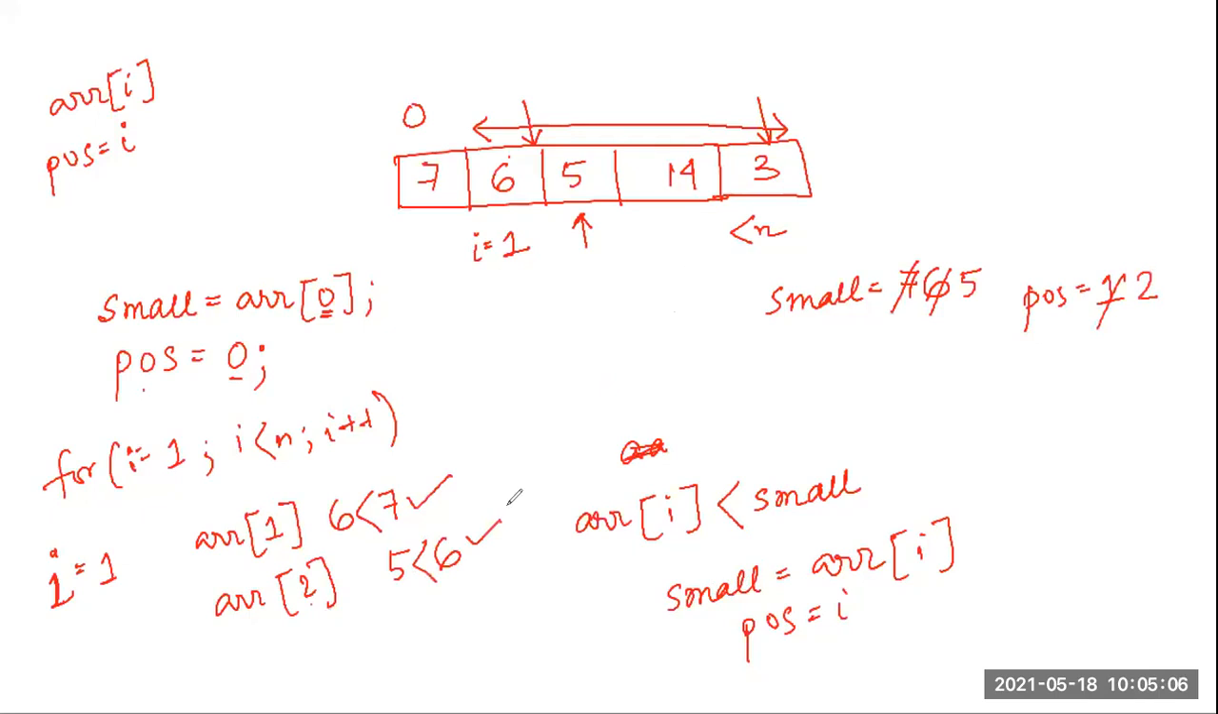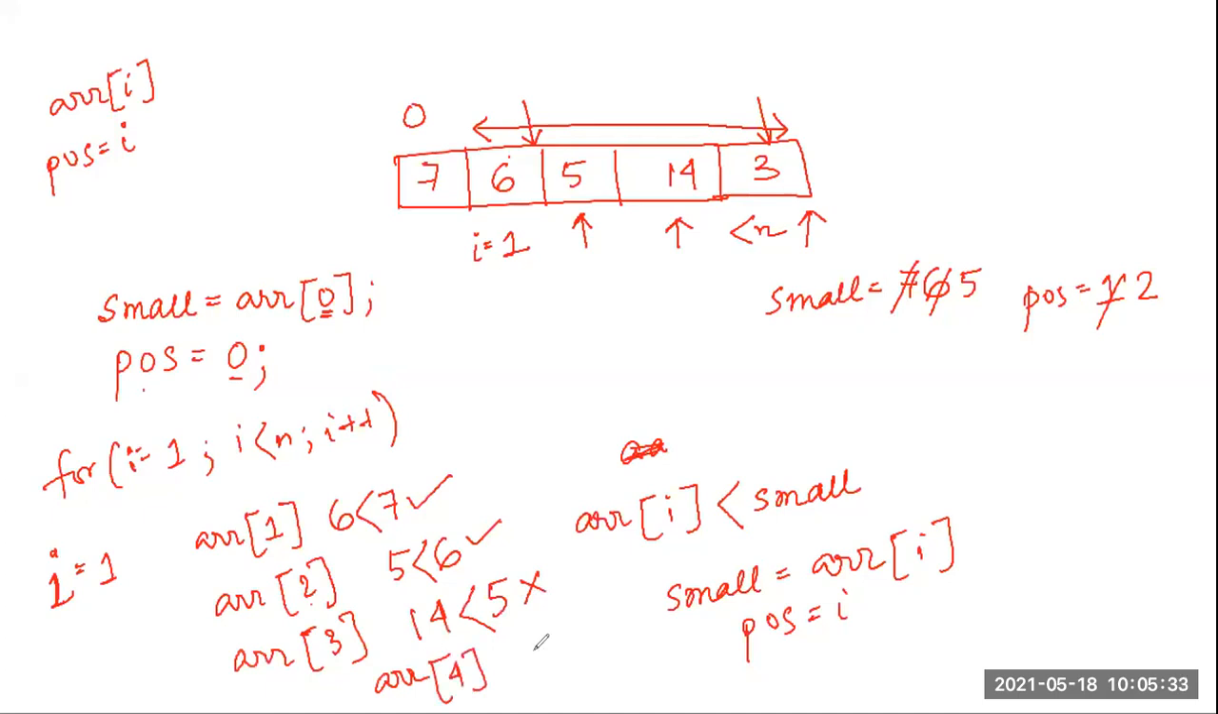Again i plus plus. Next, i will point over here. It will check arr[3], that is 14. Is 14 less than 5? No, not true. So it will just increment, and here it will come. I will just lift the screen a bit. Again it will come, arr[4].